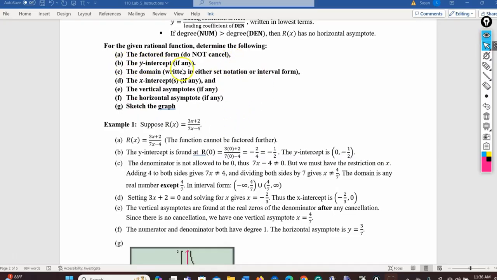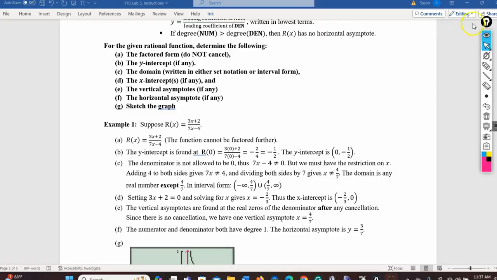cancellation. The second thing is the y-intercept, then the domain, then the x-intercepts and vertical asymptotes, then the horizontal asymptotes, and then sketch the graph. Now, sketch the graph, that means you can use your calculator to look at the graph, but from the information that you've gotten from A through F, you should be able to get the right viewing window and be able to make a good sketch using your graphing calculator, but also what you found out from A through F.